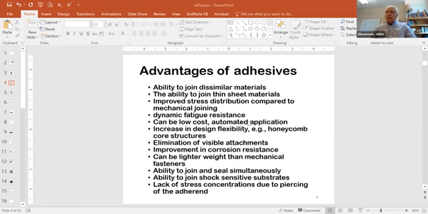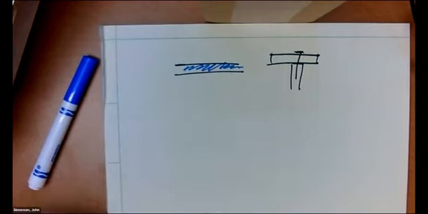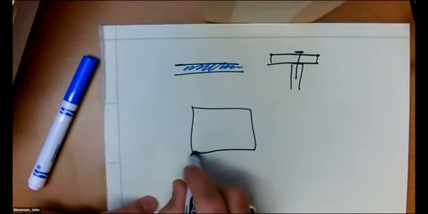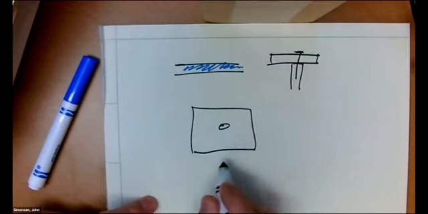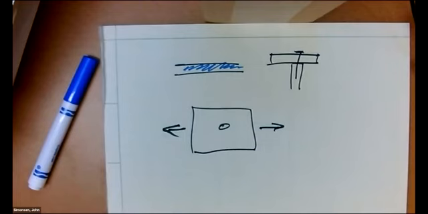And lack of stress concentrations is another one that you engineers can appreciate, I hope. So if you have a substrate like this with a hole in it and you pull on it this way, which way does it break?